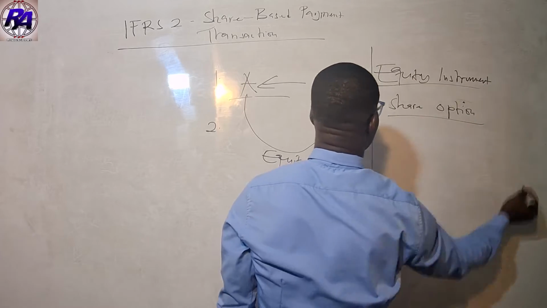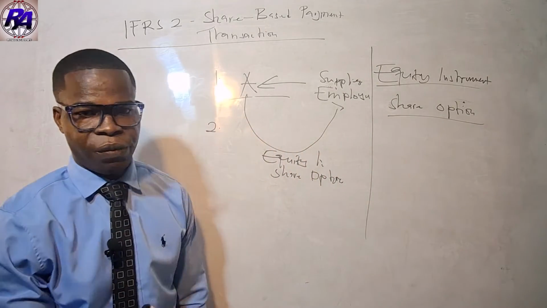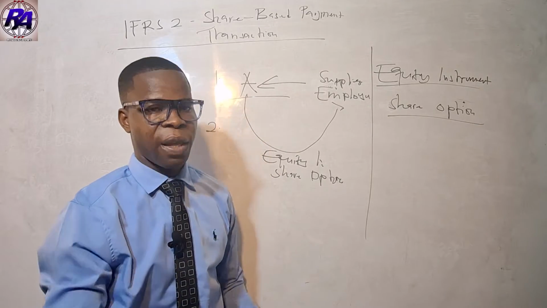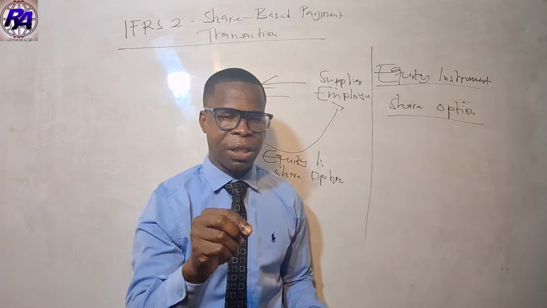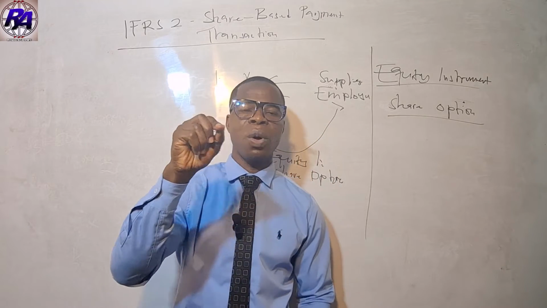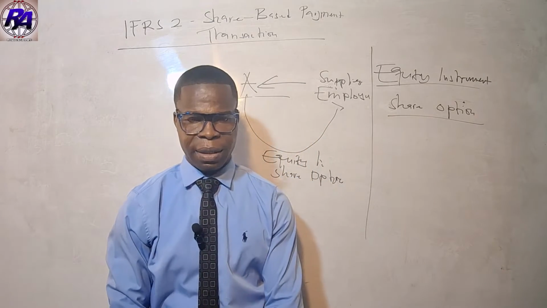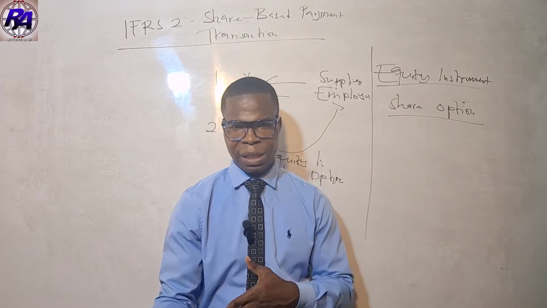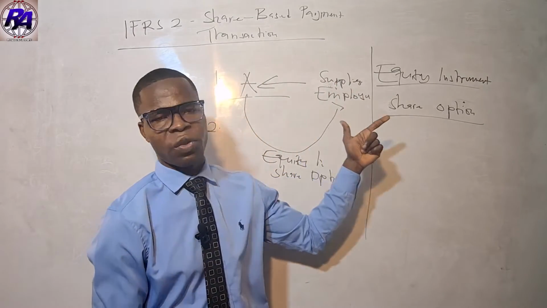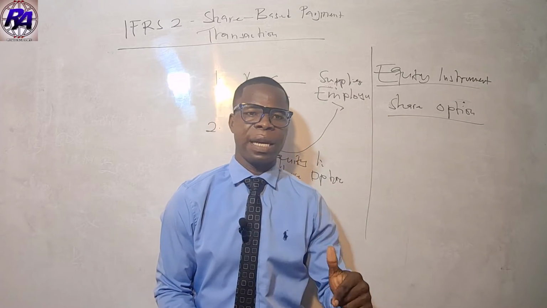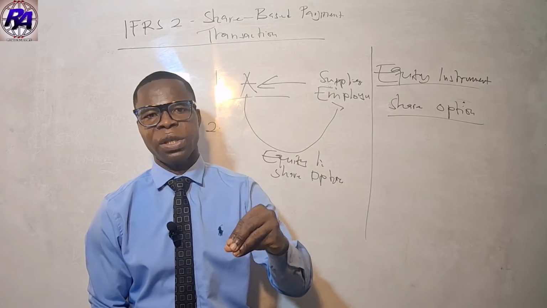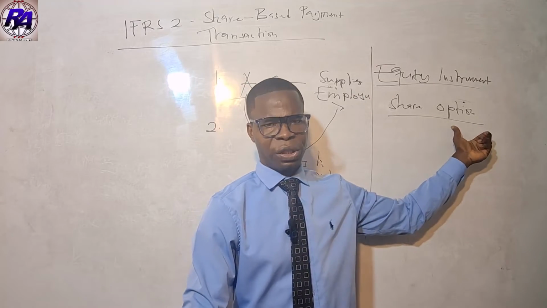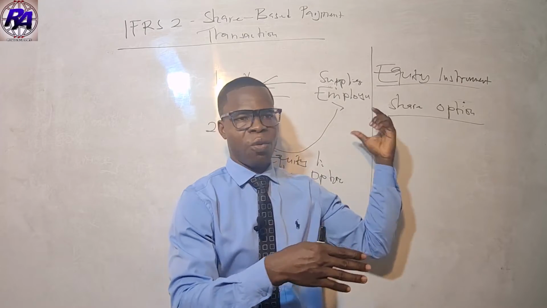When we talk about equity instrument in IFRS 2, we are basically looking at the ordinary shares of the entity, the capital or the share capital of the entity, the ordinary shares of the entity. You know, we have different types of shares. We have preference shares and ordinary shares. So when you hear equity instrument in IFRS 2, we are basically making reference to the ordinary shares of the entity.